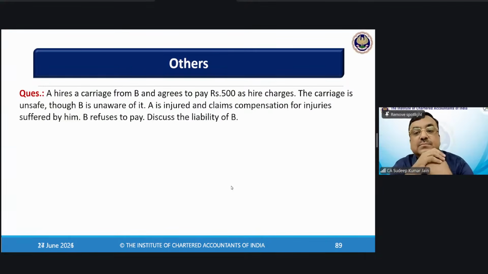One more question. A hires a carriage from B, and agrees to pay 500 as hire charges. The carriage is unsafe, though B is unaware of it. A is injured and claims compensation for the injuries suffered by him. B refuses to pay. Discuss the liability of B. Means, B is liable or not. The question is whether B is liable or not.